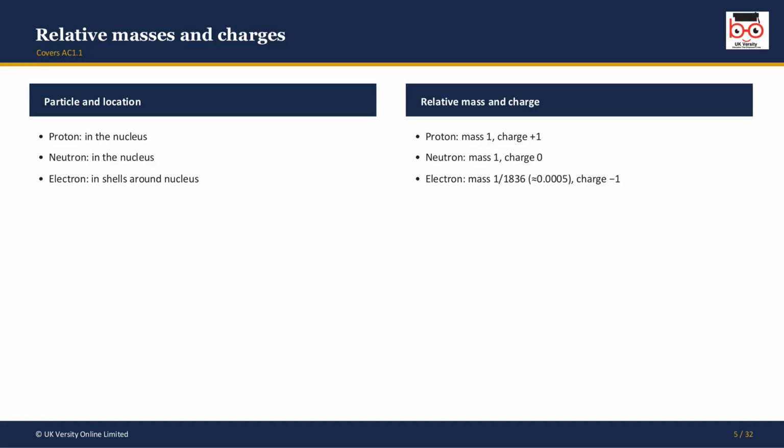Now compare the three particles. A proton sits in the nucleus with a relative mass of 1 and a charge of +1. A neutron sits alongside it, also mass 1, but with no charge at all. The electron, out in the shells, carries a charge of -1 and a mass of only about 1/1836, so tiny we usually treat it as nothing. That's why the nucleus holds virtually all the mass.